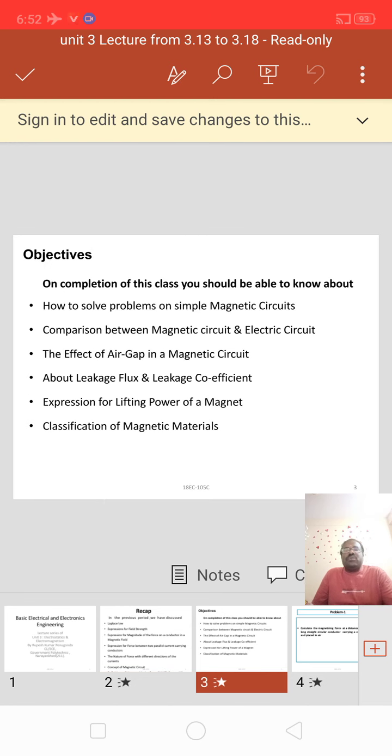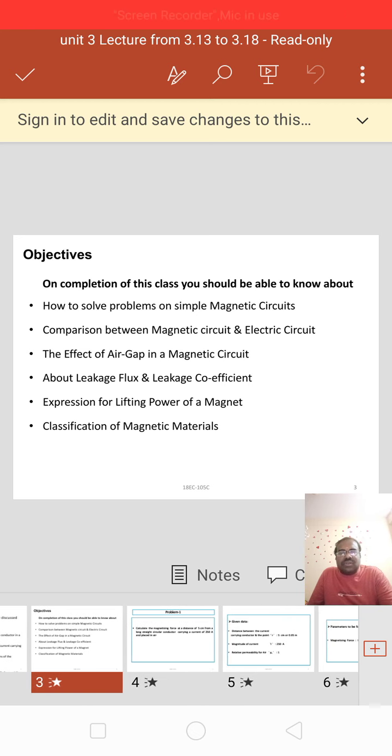Today we will learn how to solve problems on simple magnetic circuits, comparison between magnetic circuit and electric circuit, the most important one, the effect of air gap in a magnetic circuit, about leakage flux and leakage coefficient, expression for lifting power of a magnet, and classification of magnetic materials. These are the various concepts which we learn in this class. First and foremost one is how to solve problems on simple magnetic circuits.